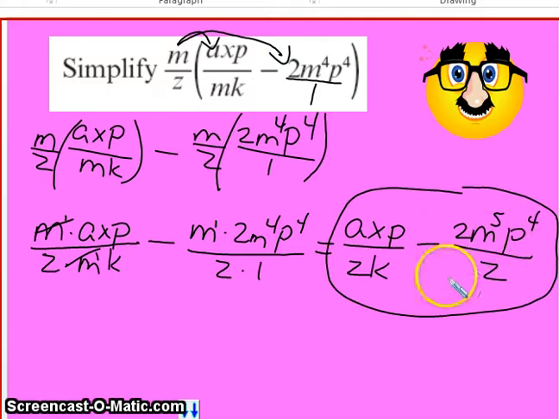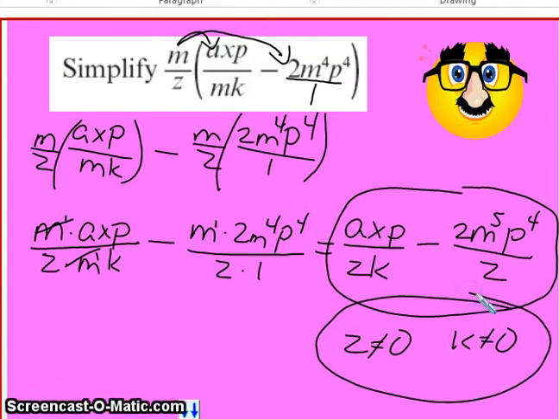Remember, I also have to say what numbers cannot equal 0. So the denominator cannot equal 0. So the denominator here is z. So that means z cannot equal 0. Now here we've got z times k. Now if z was 0, that would make the whole denominator 0. But if z was not 0, then if k was 0, that would make the whole denominator 0. So we also need to say that k cannot equal 0. And that is the other part of our solution.